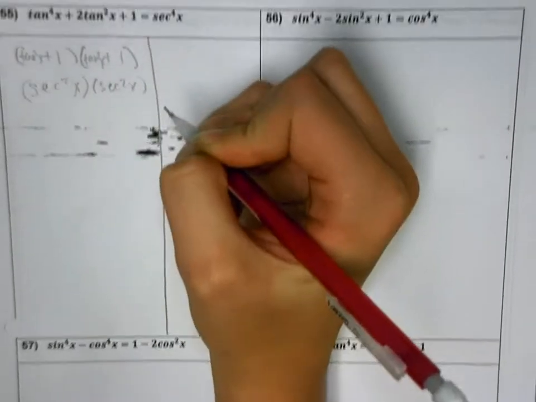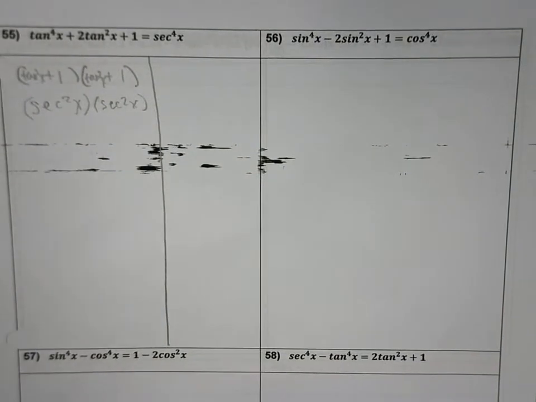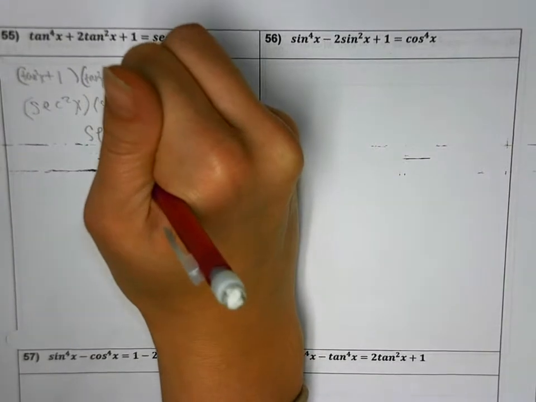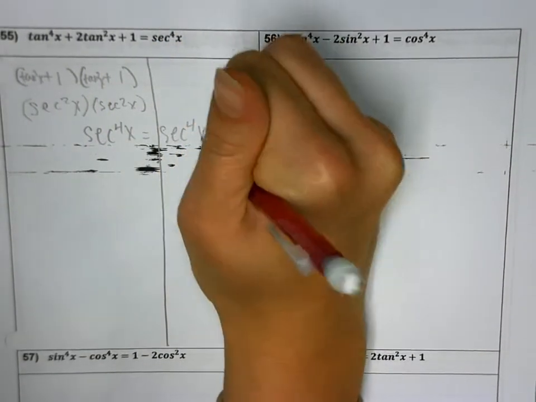Scoot it down just a little bit. I made it easier to see. There you go. And now once you have it turned into the proper identity, you can multiply secant squared by secant squared and get secant to the fourth x, which checks out with the right side.